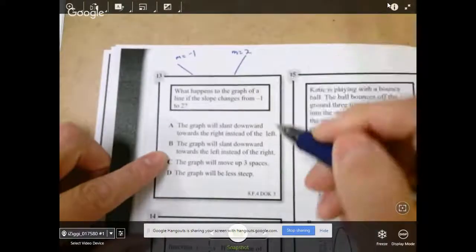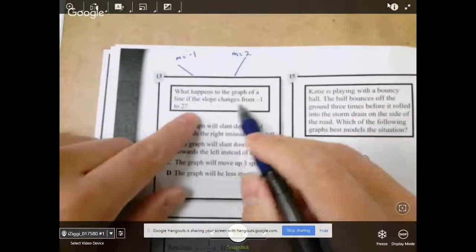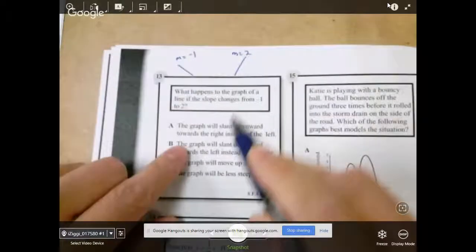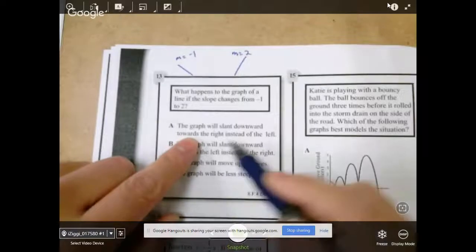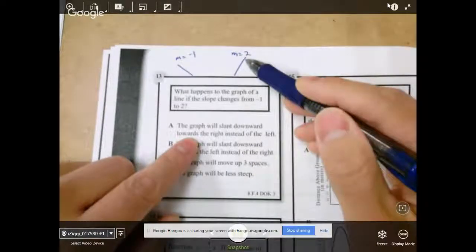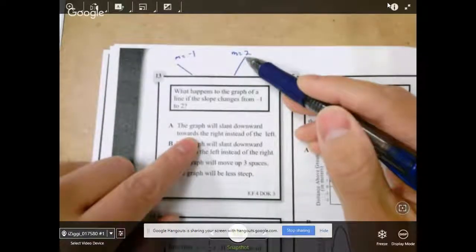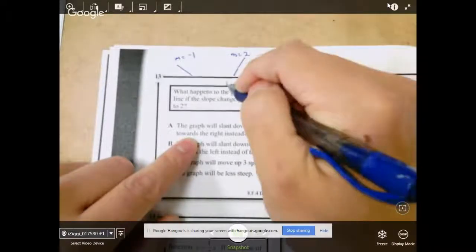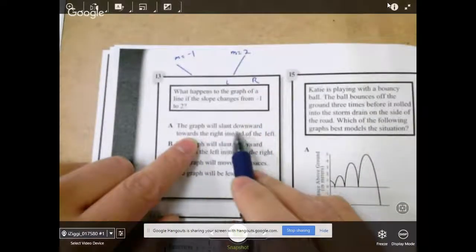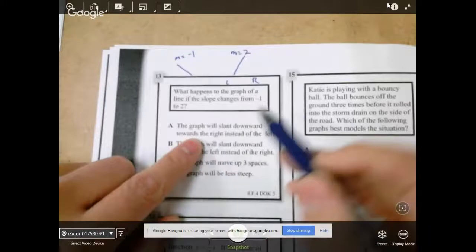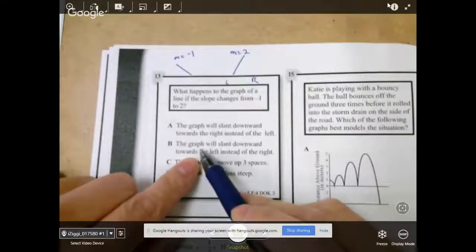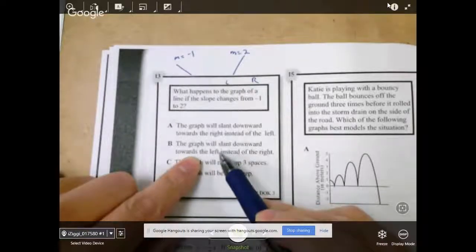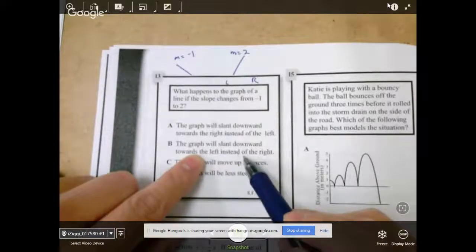Option A says the graph will slant downward towards the right. Look at this one. Towards the right, it's going up, right? Here's left and here's right. This one says the graph will slant downwards towards the right. No, towards the right, it's going up. Look at B. The graph will slant downwards towards the left instead of the right. So look, downwards towards the left. That's the one you want.